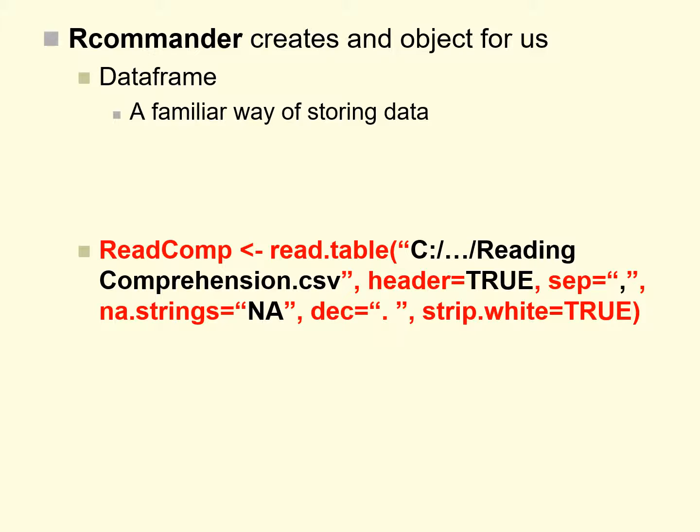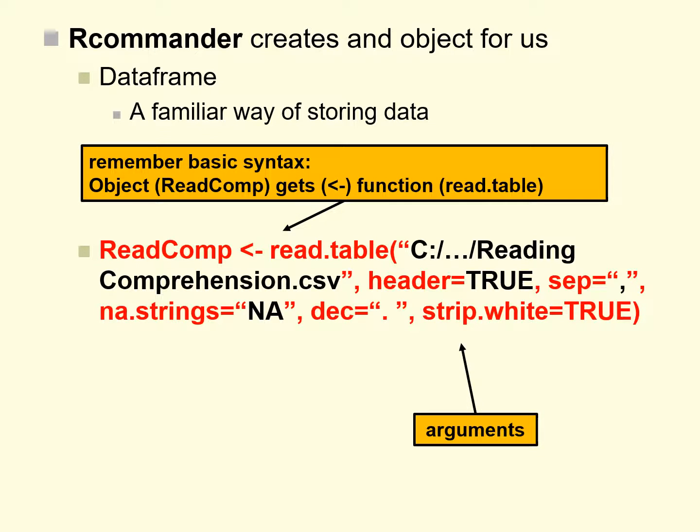The basic grammar here you can see is that ReadComp gets read table and then this long set of arguments that follow after it within parentheses. There's the path to the file. There's an argument about whether or not there is header information in our file, whether there are variable names in the header. We have to tell R what the separator is. We have to tell R how to handle missing values, how to handle decimal points, and so on and so on. So again, basic grammar here, just object gets function and then a set of arguments.